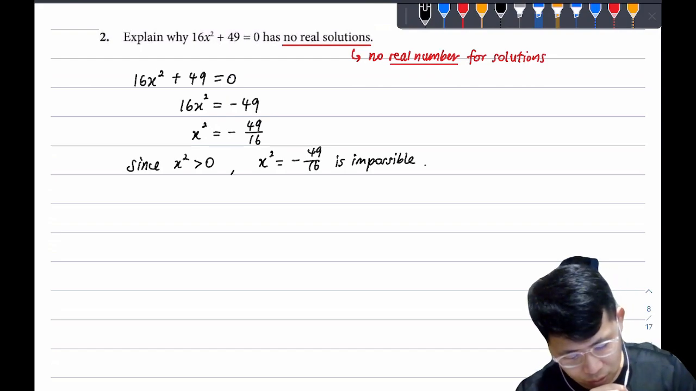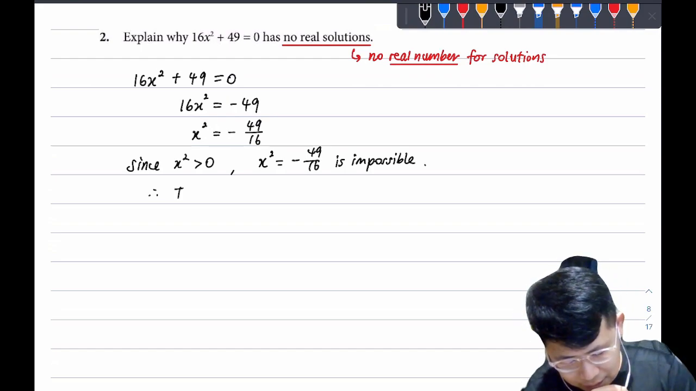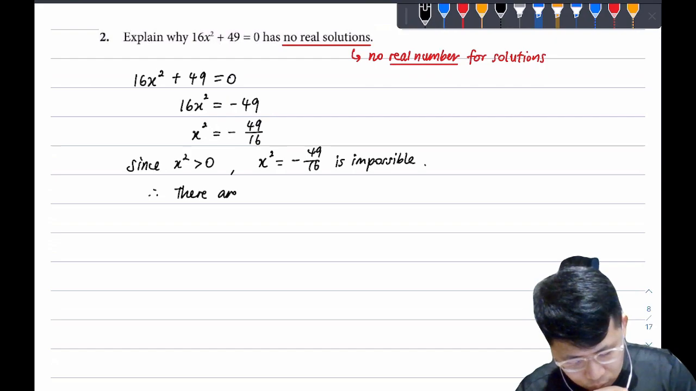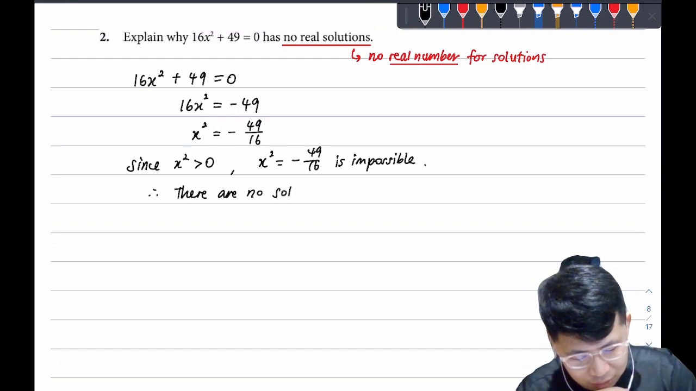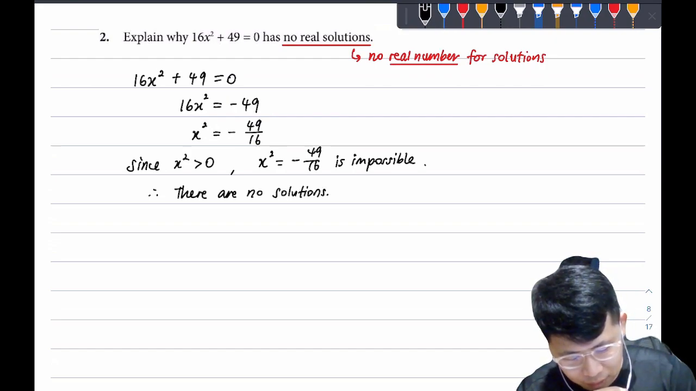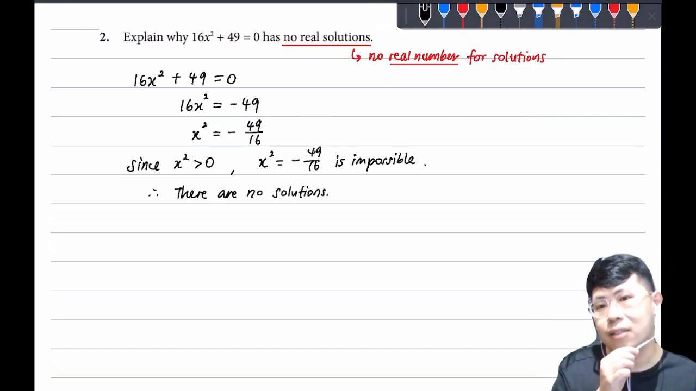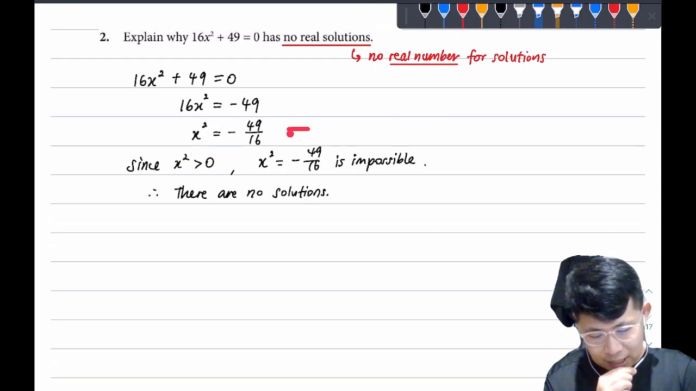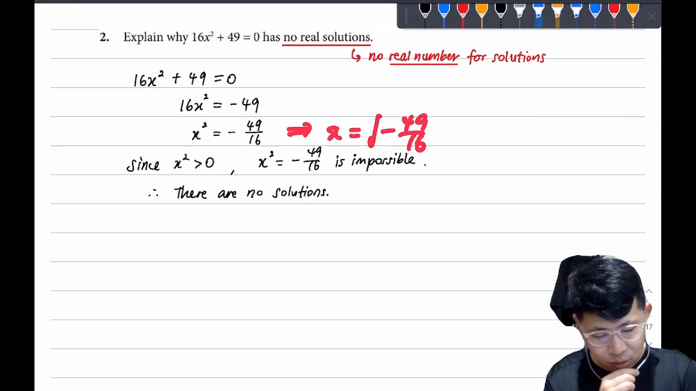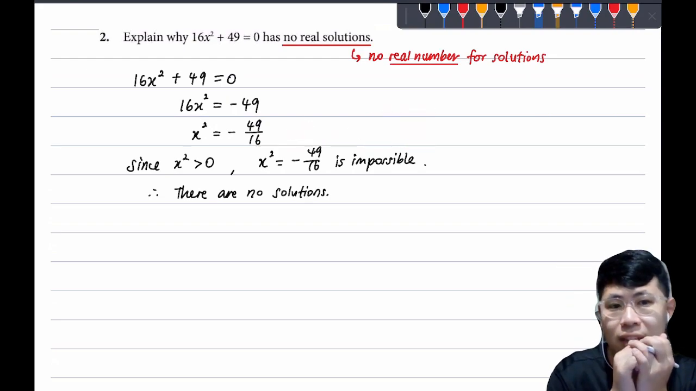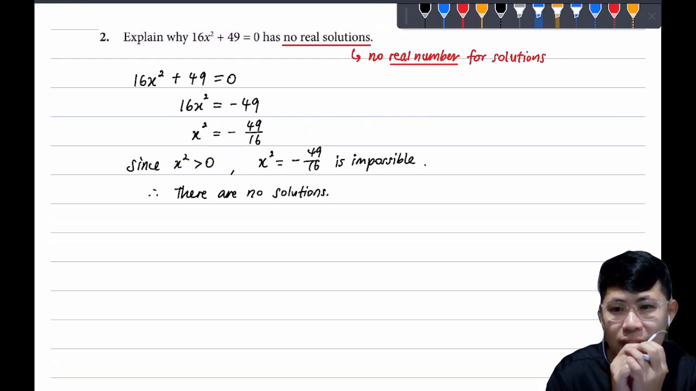Alright, so the answer is there are no real solutions because we cannot even solve this. We cannot even square root a negative number if you want to think about it. One step further is to square root the negative number, right? But for now we cannot square root a negative number. So that's why we have no real solution for this particular equation.